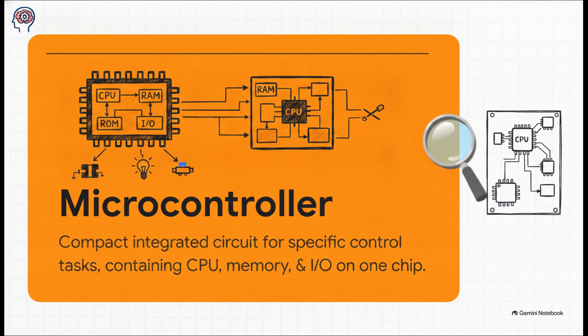It contains the CPU, the memory, so things like RAM and ROM, and the input-output ports, all integrated onto a single chip. While a standard microprocessor usually needs external memory and peripheral chips scattered around a motherboard to even function, a microcontroller brings the whole team together under one single roof.